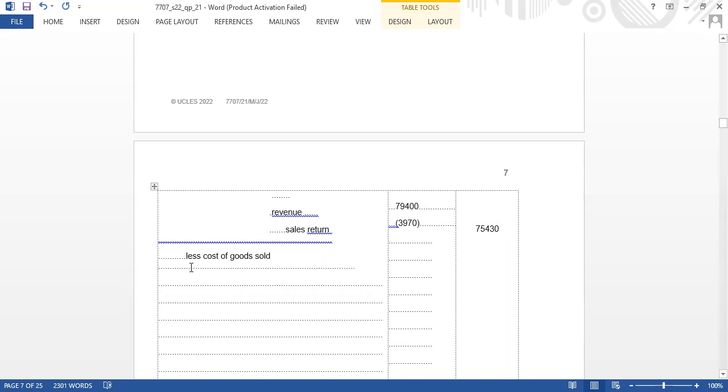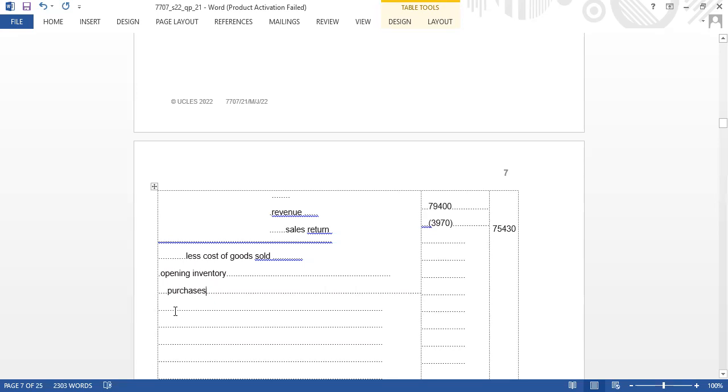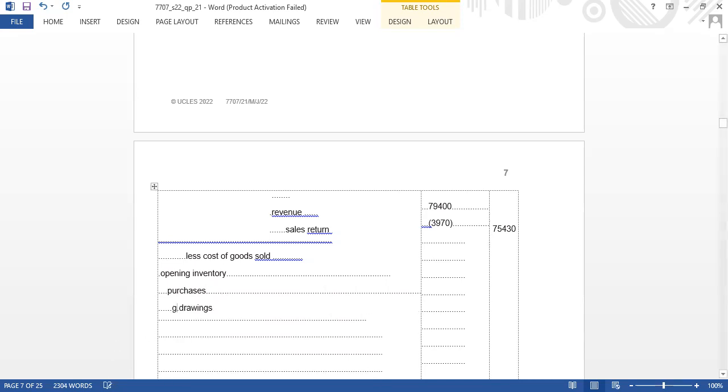Then we have less cost of goods sold. We have opening inventory. Then we have purchases. Then we have drawings, good drawings. Then we have closing inventory.